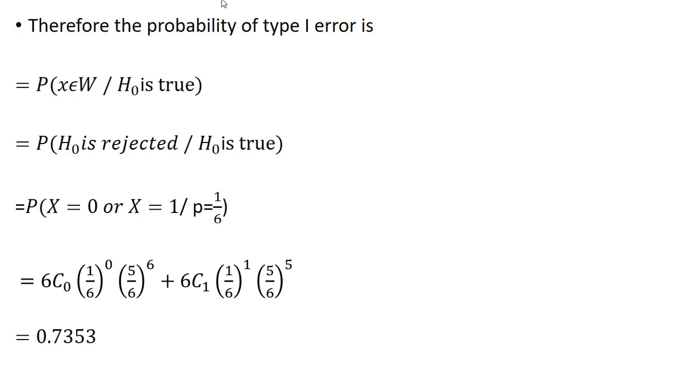Therefore, the probability of type 1 error is when x belongs to W, given that H0 is true. That is, the null hypothesis is rejected but the null hypothesis is true. So the null hypothesis is rejected when x is greater than 1, and the die is accepted as unbiased only if probability x equal to 0 or probability x equal to 1, with p equal to 1/6. Now this is a simple calculation.